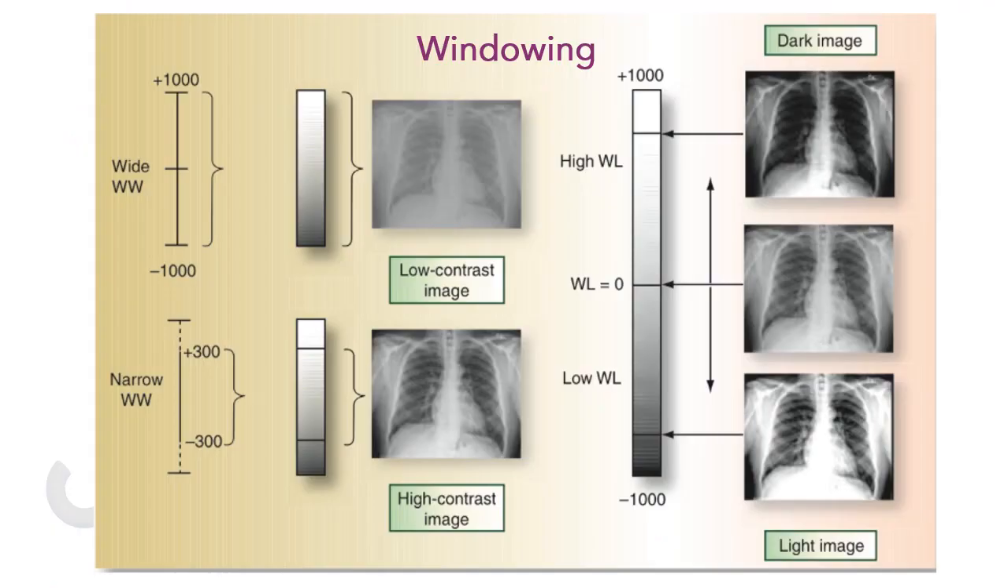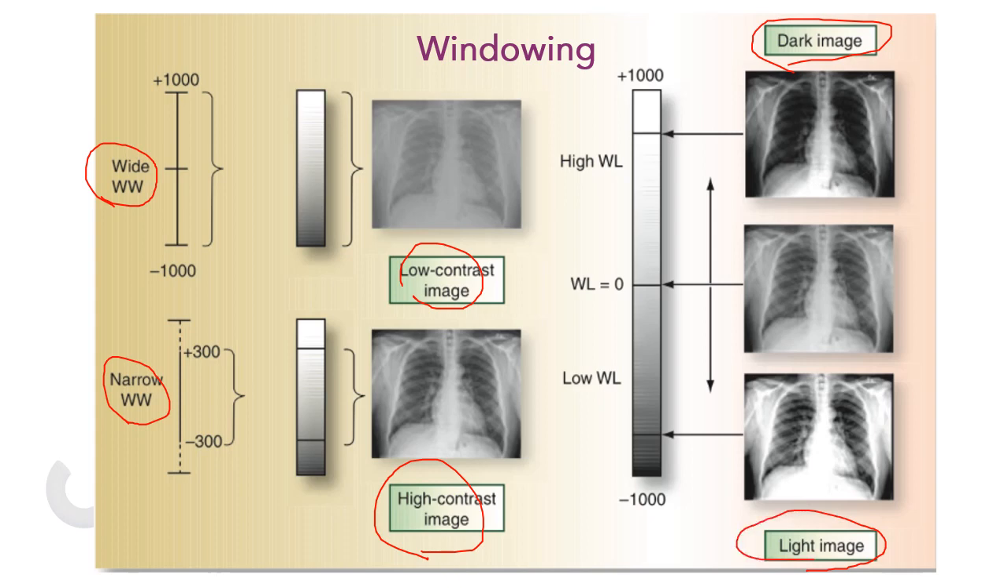So windowing is our second one. We have the window width, which is on the left-hand side, and a wide window width is going to have a low contrast image. A narrow window width is going to have a high contrast image. And then we have brightness, dark images versus light images. So window leveling is going to control brightness, and window width is going to control contrast, and that's with post-processing.